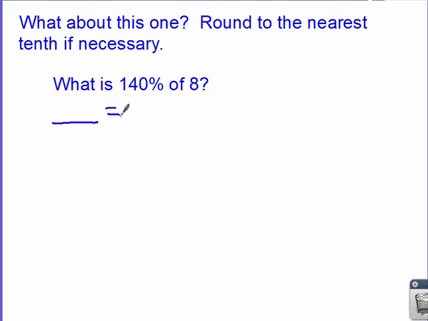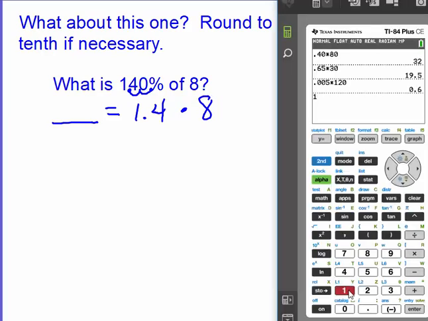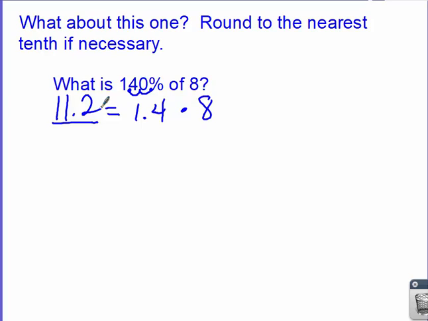Is our equals. Well, where is my decimal in the 140%? Doesn't have one, so that means it's at the end. So I move the decimal over 2 places. So 140% becomes 1.4. Of is times, the 8 is just 8. So I'm looking for what is 140% of 80, or excuse me, of 8, sorry. Okay, so I go to my calculator, I type that in, and I go 1.4 times 8 equals, I ended up with 11.2. How come I ended up with a value greater than what I started with?